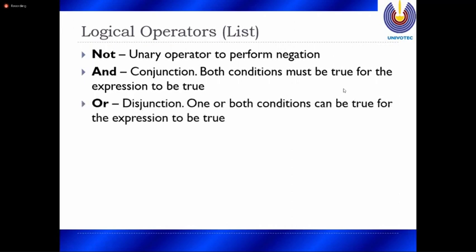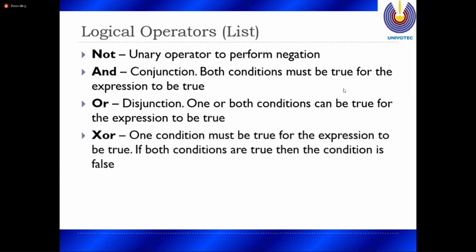Then OR, okay, disjunction. One or both conditions can be true for the expression to be true. Both are false for the expression to be false. XOR: one condition must be true for the expression to be true. Other is, true or true the condition is false, false or false the condition is false.